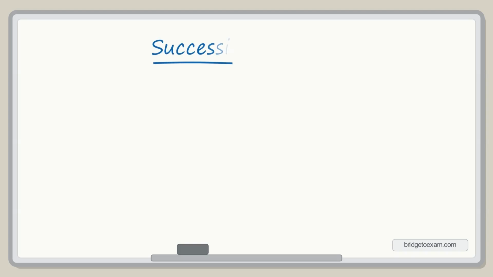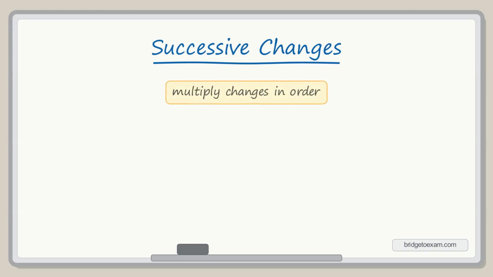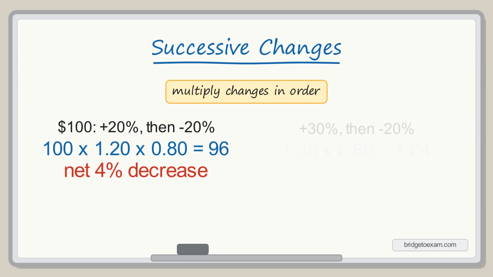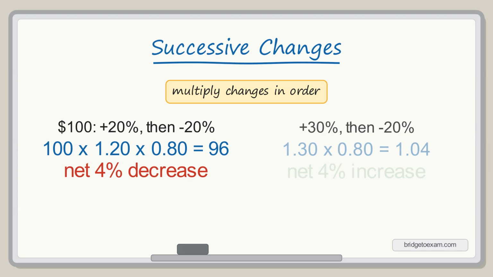Successive percentage changes do not add. A 20% increase followed by a 20% decrease does not return to the original. 100 times 1.2 times 0.8 equals 96. A 4% decrease. For a 30% increase, then a 20% decrease, the combined multiplier is 1.04, so the net change is a 4% increase.